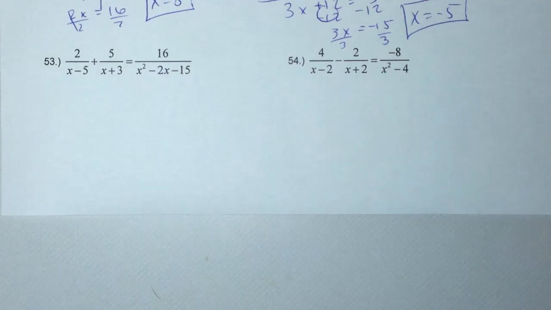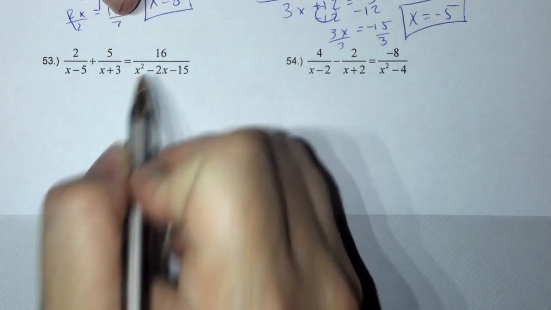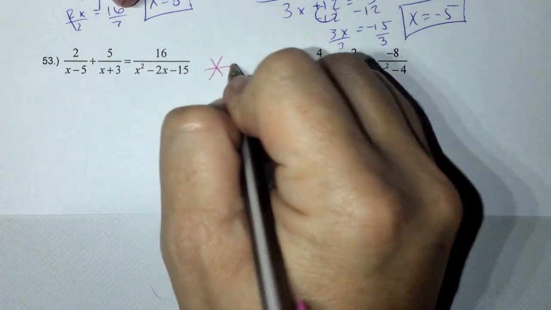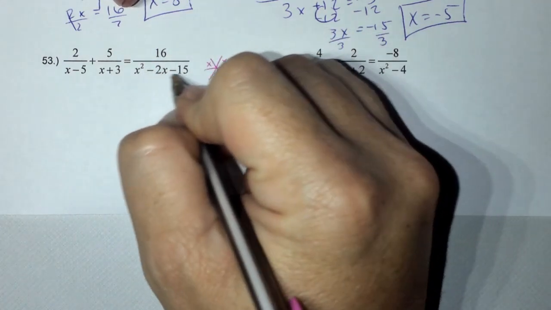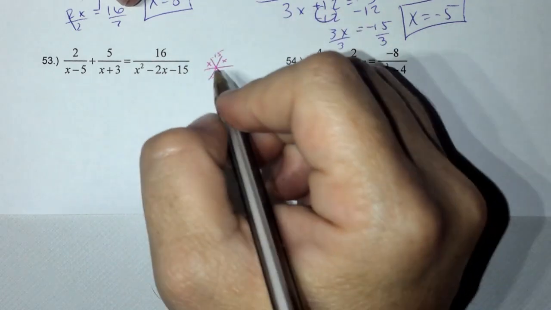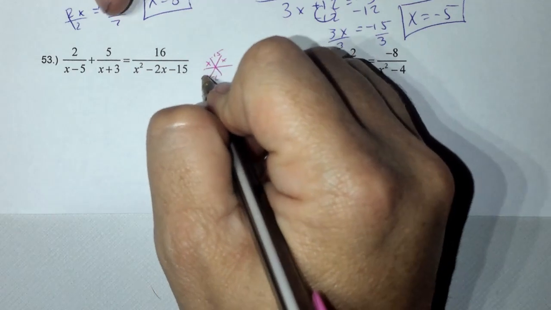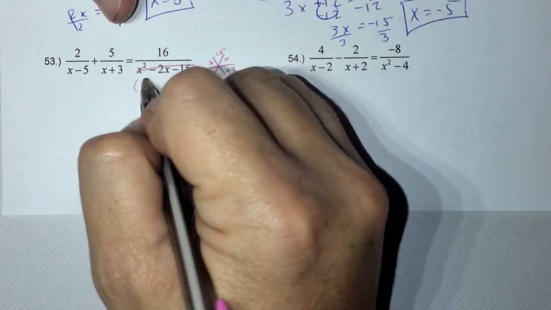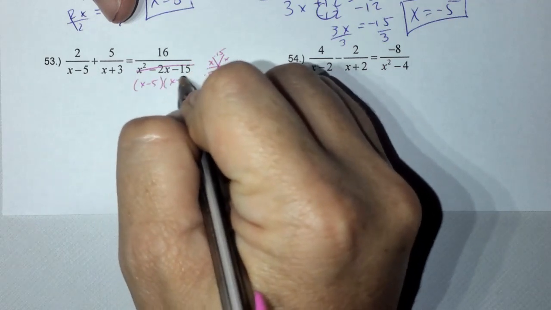53 and 54. So on these, we need to create a common denominator so we can cancel the fractions. So I first have to factor this. I know x, x, b is negative 2, c, a times c is negative 15. So what multiplies to give me negative 15 adds to give me 2 is negative 5 and positive 3. So this becomes x minus 5, x plus 3.